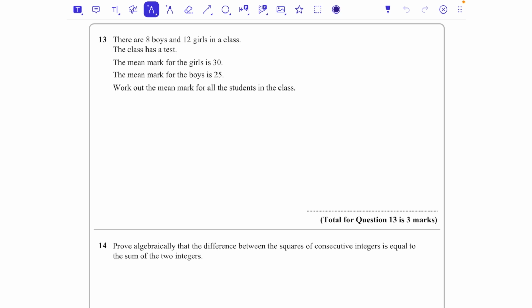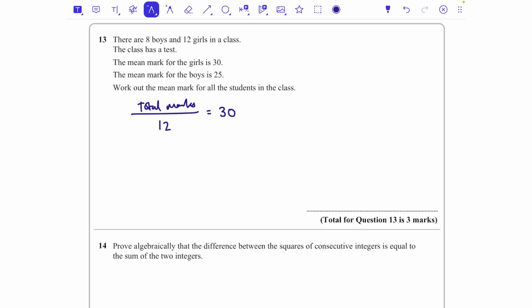Question number 13. There are 8 boys and 12 girls in a class. The class has a test. The mean mark for the girls is 30 and the mean mark for the boys is 25. Work out the mean mark for all the students in the class. So if the mean for the girls is 30, that means they've got the total marks for the girls divided by 12, because there are 12 girls, and got an answer of 30.